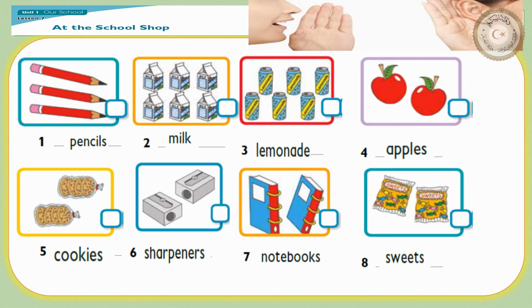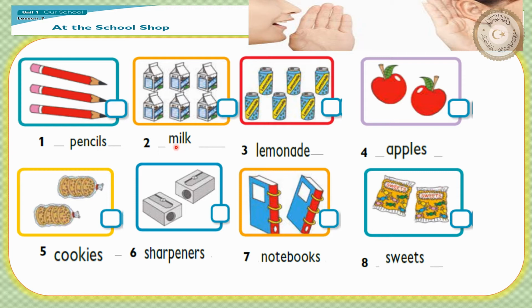Now, listen and say. Pencils, milk, lemonade, apples, cookies, sharpeners, notebooks, sweets, each three times. Again, pencils. Three times, okay, as usual. So, pencils.